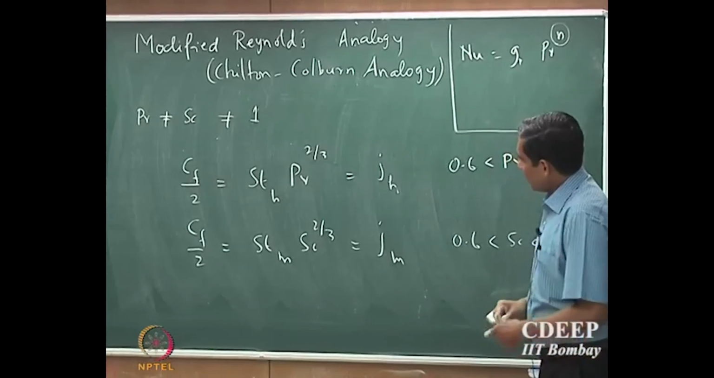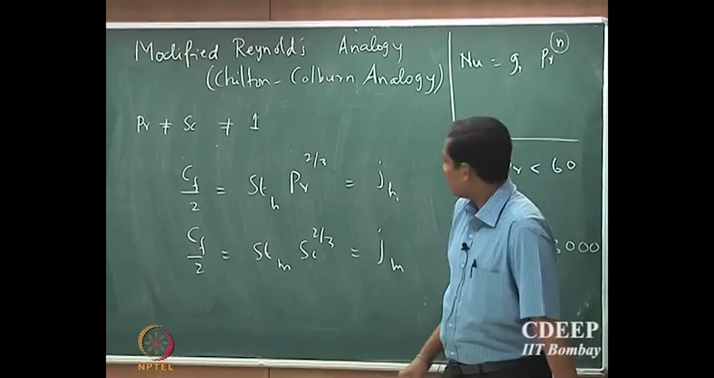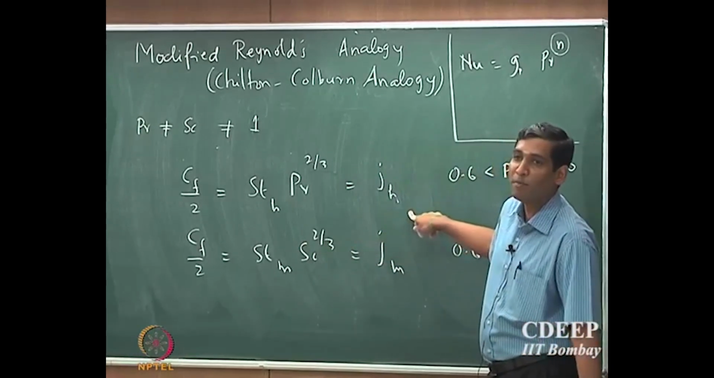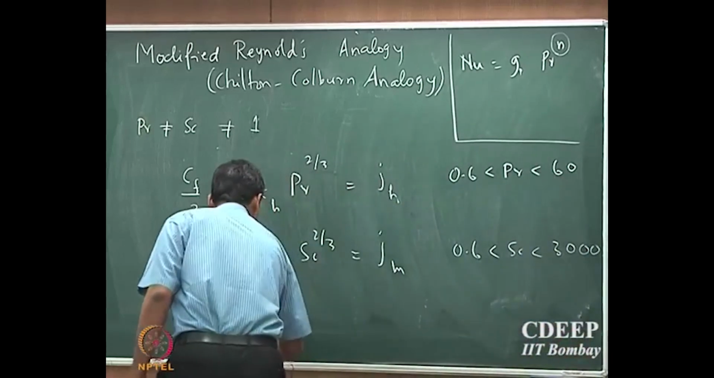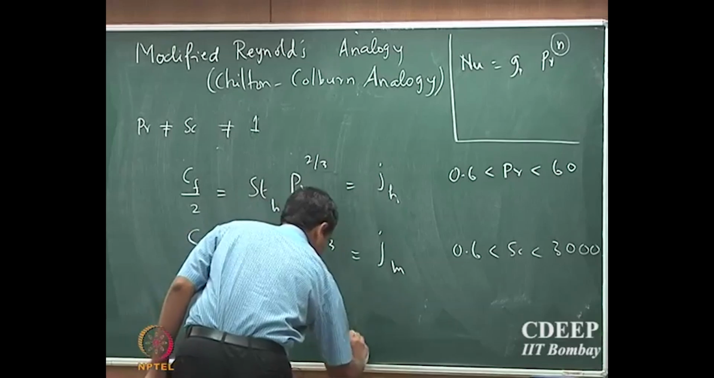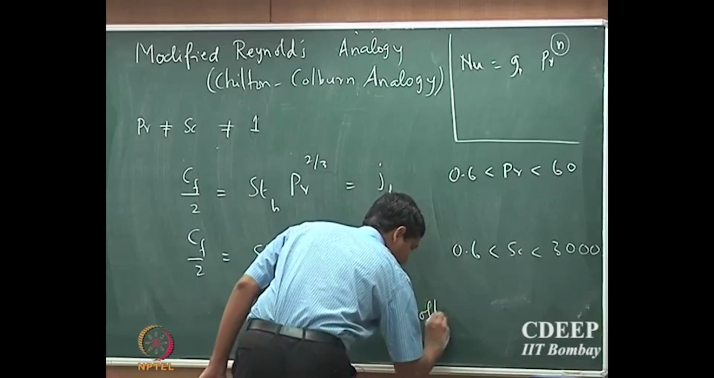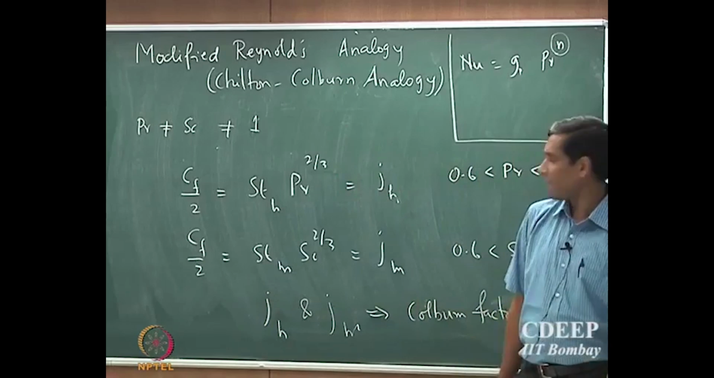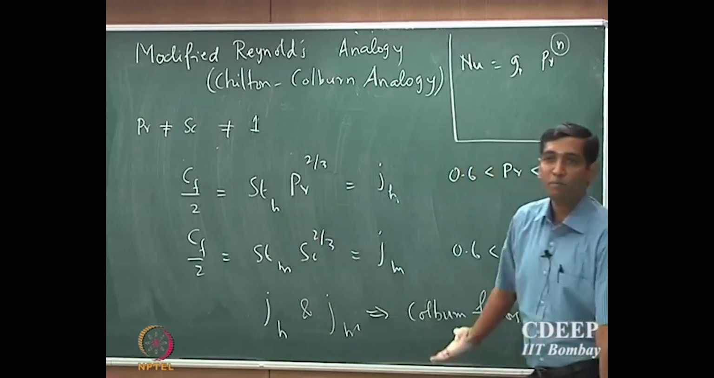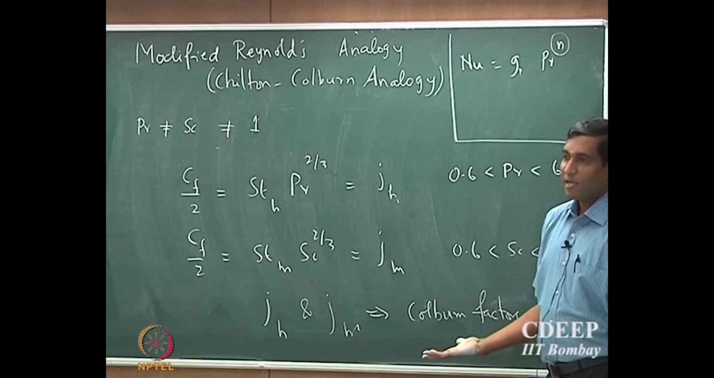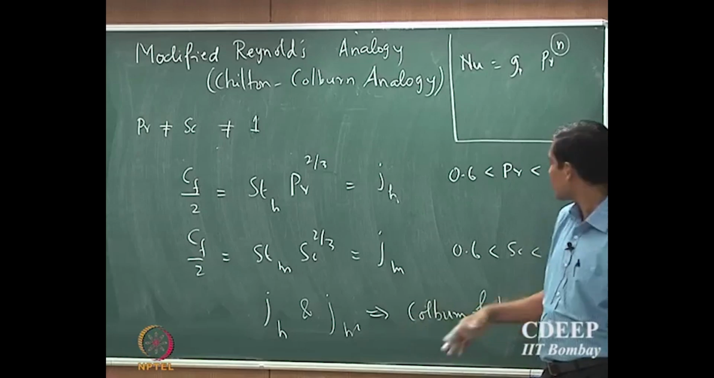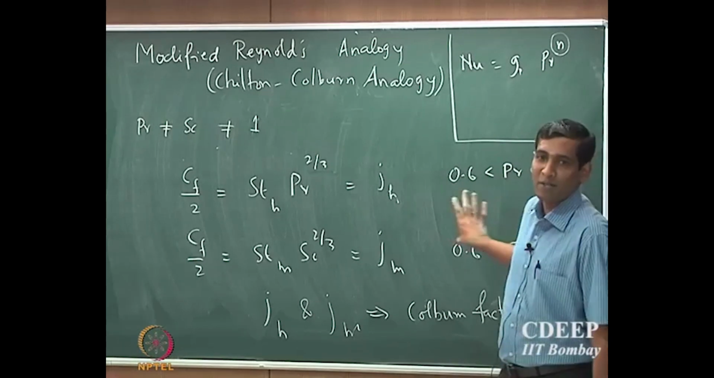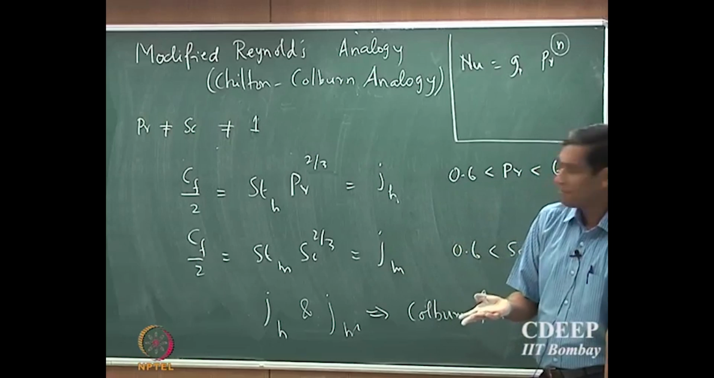Now, this is the analogy: Prandtl number to the power of 2 by 3 multiplied by the Stanton number gives you what is called the Colburn factor. So this J is called the Colburn factor; these two are called the Colburn factors. If you know the friction coefficient, then you should be able to estimate what the Colburn factors are. And once again, if you know the Colburn factors, you're done. So this is for a real system with a certain range of validity for Prandtl and Schmidt number, which encompasses most of the systems that you would probably experience in a real system.